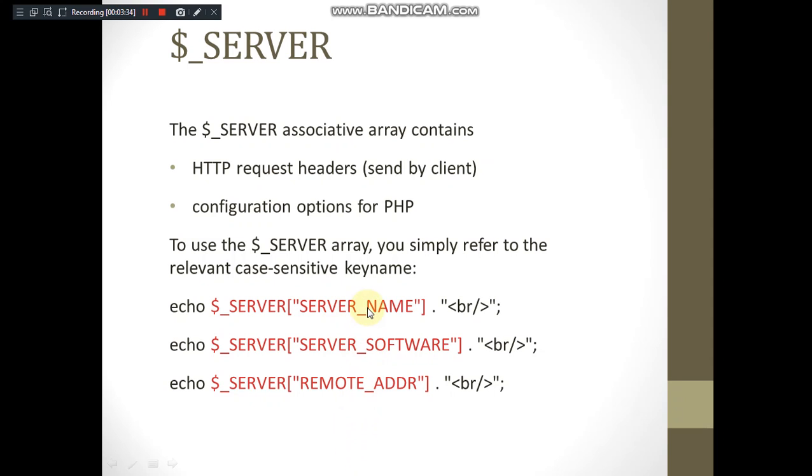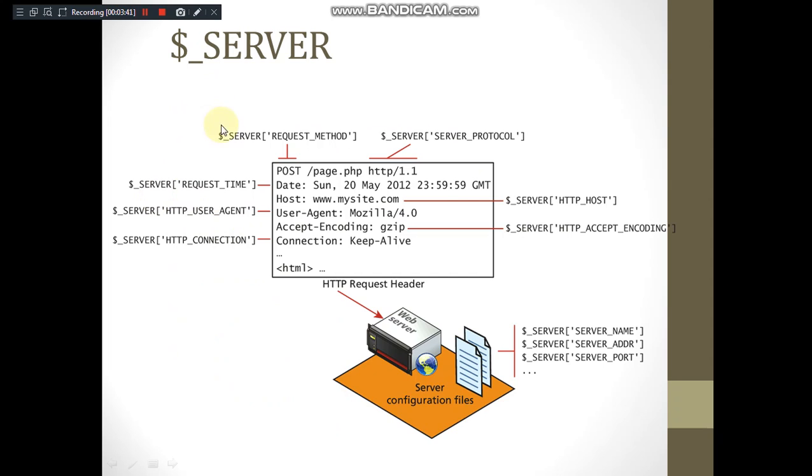This will display the server name, the server software used, the remote address, and many other details. We can even use the request time, the HTTP user agent, and the HTTP connection type. You can see the values of all these. The request method used is POST, the server protocol is HTTP, the HTTP host is mysite.com, the HTTP accept encoding is gzip format, and the server name, server address and server port are all taken from the server configuration file. This is how you can know the complete details of the server by using $_SERVER.